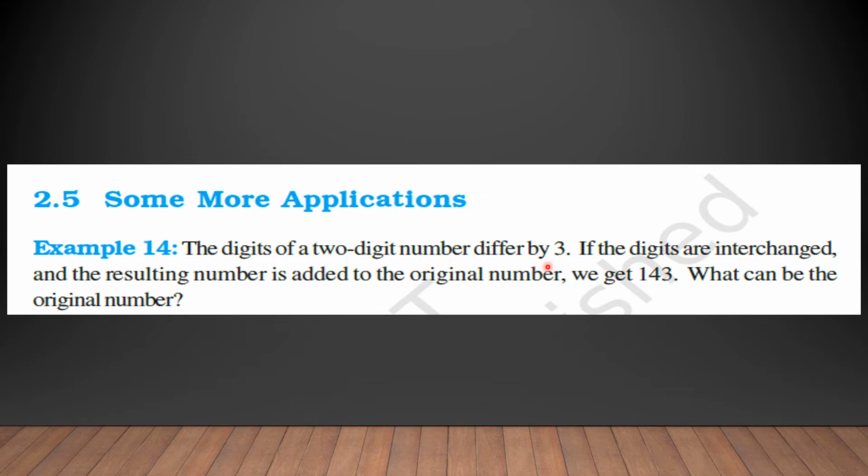Then we have, if the digits are interchanged, that is, the digit on unit place comes to tens place and the digit on tens place comes to unit place, and the resulting number is added to the original number, we get 143. This part will be used in forming the equation. What can be the original number? Kindly see the next slide for understanding the solution.